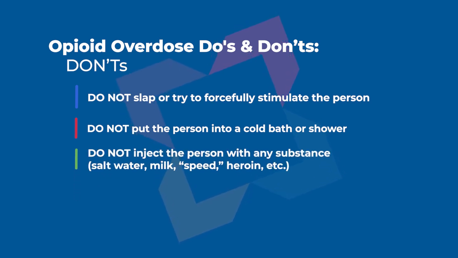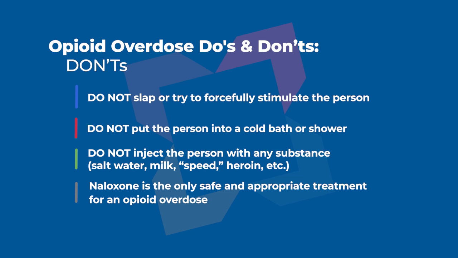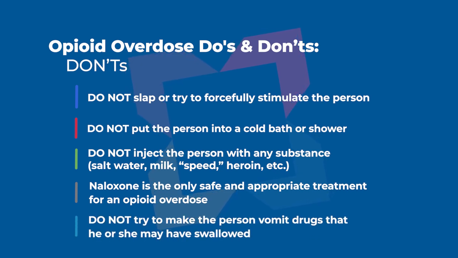And do not inject the person with any type of substance, including milk, speed, or heroin. The only safe and appropriate treatment for an opioid overdose is naloxone. And importantly, do not make the person vomit any drugs that he or she may have swallowed. Choking and inhaling vomit into the lungs can cause a potentially life-threatening complication.